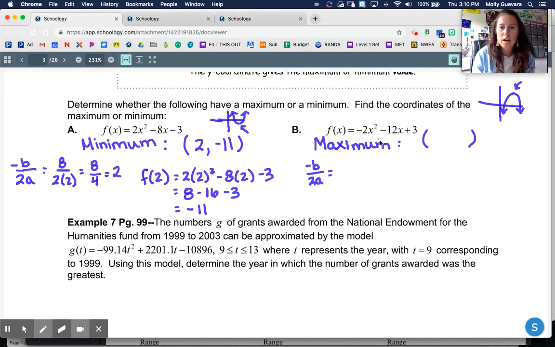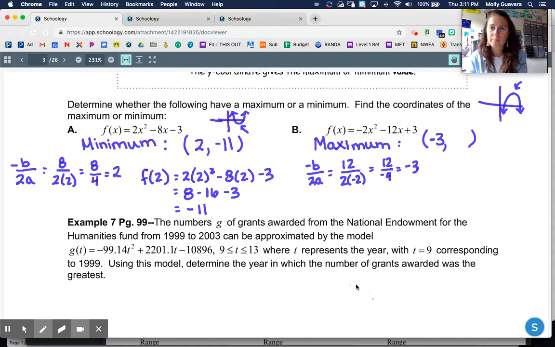b is negative 12, so negative b is positive 12 over 2 times a, which is negative 2. So I have 12 over negative 4, which is negative 3. So the x-coordinate of my vertex is at negative 3. Now to find the y-coordinate, I'm going to go ahead and plug in negative 3 into my equation.